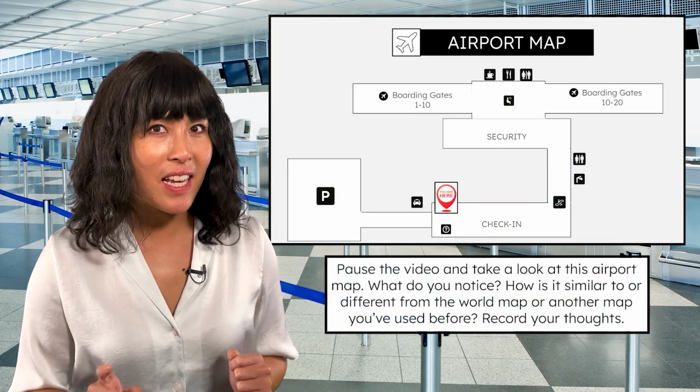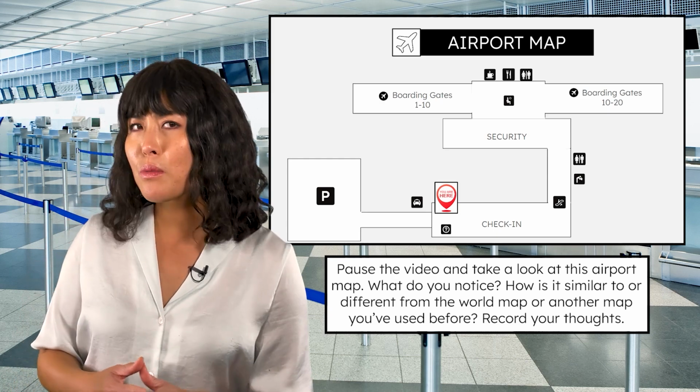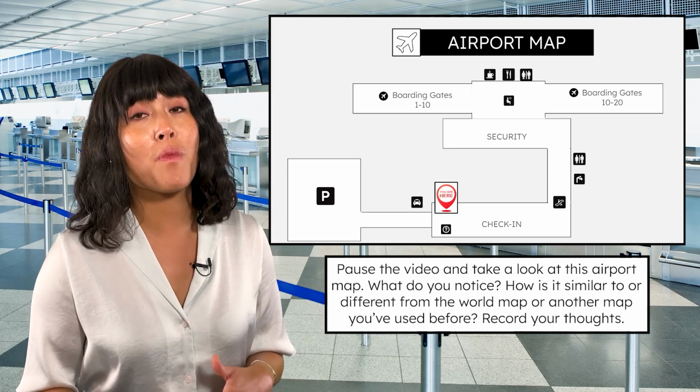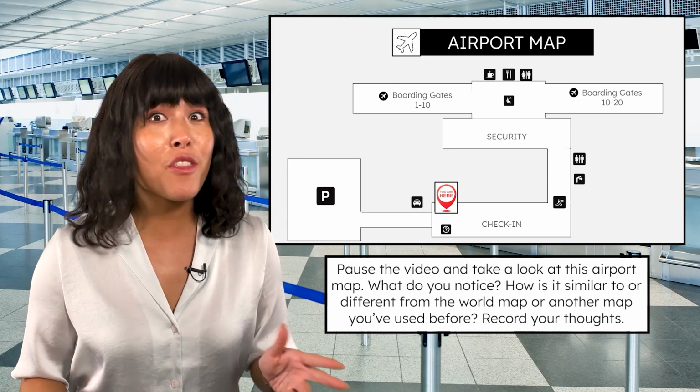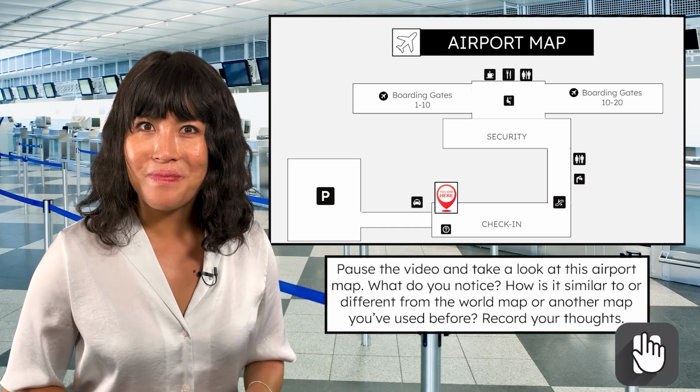Pause the video and take a look at this airport map. What do you notice? How is it similar to or different from the world map or another map you've used before? Record your thoughts.